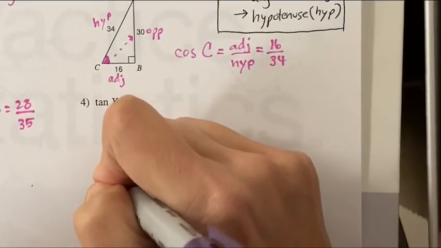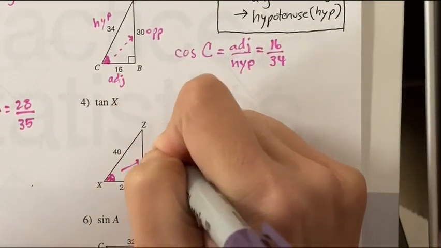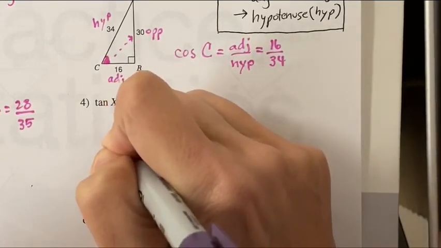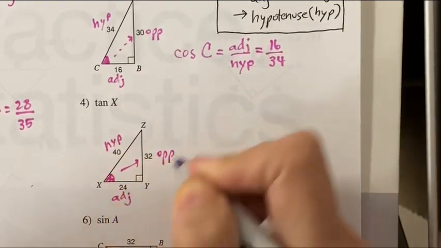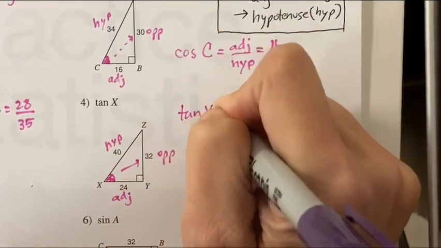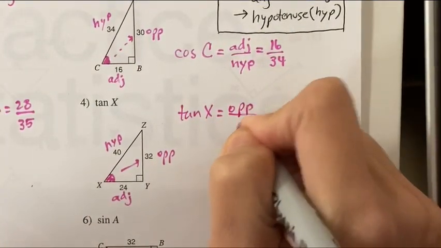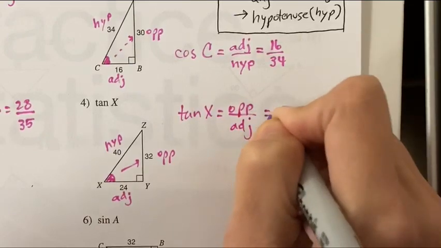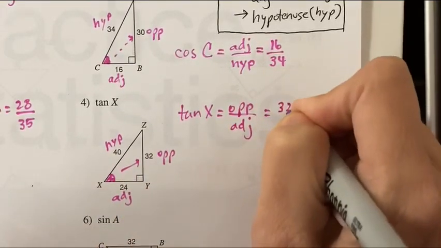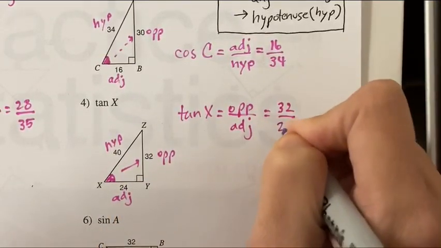Tangent of angle X. So our reference angle is X. So we're going to put opposite, hypotenuse, adjacent. So the tangent of X, if you remember from before, the tangent of an angle is opposite over adjacent. Okay, so opposite in this problem is 32, adjacent is 24.